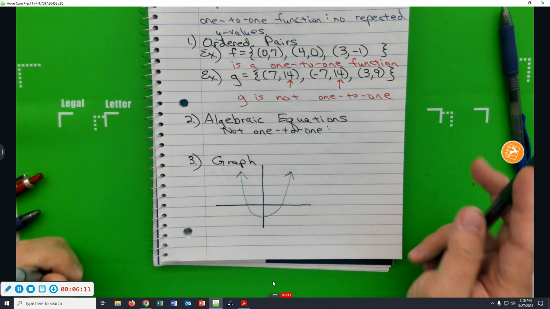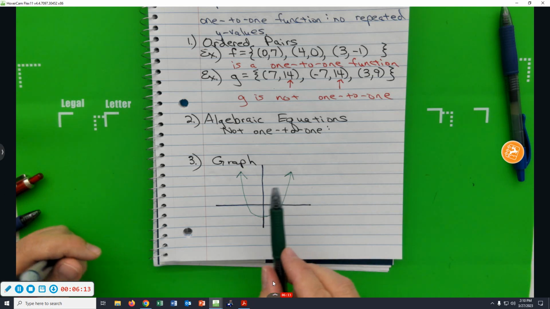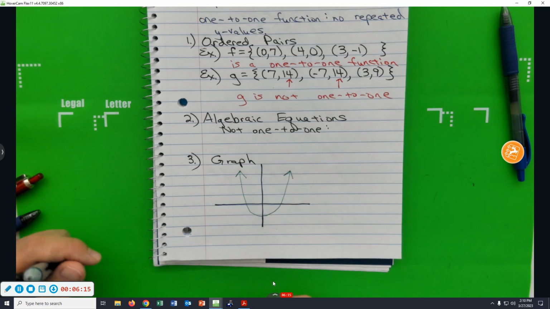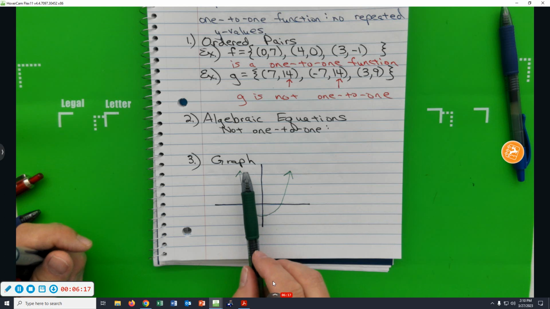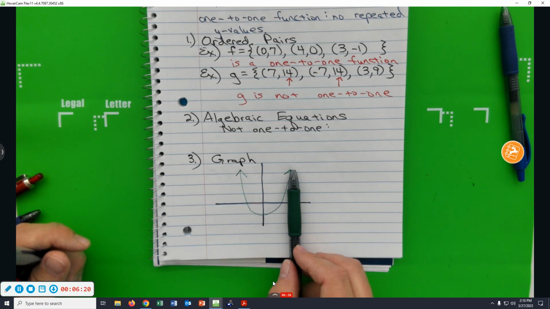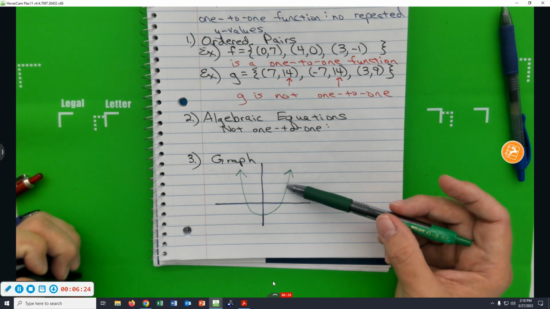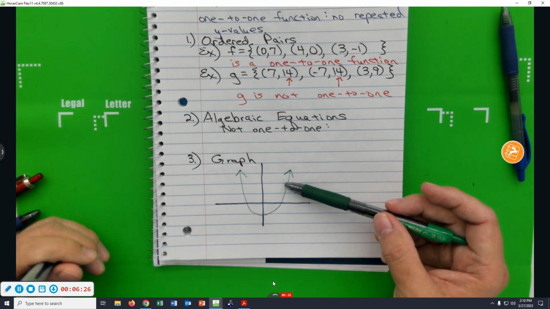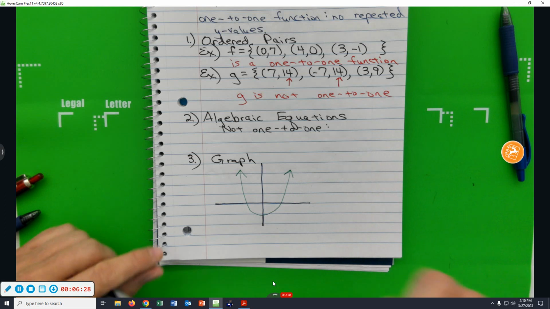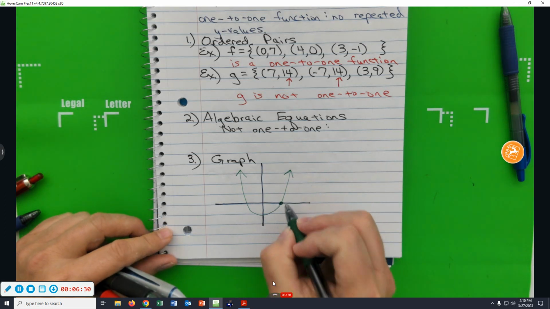Remember, to determine if a graph is a function, we'd use the vertical line test. Does a vertical line pass through the graph more than once? And so this is clearly a function. It's a parabola, correct? So let's look here.